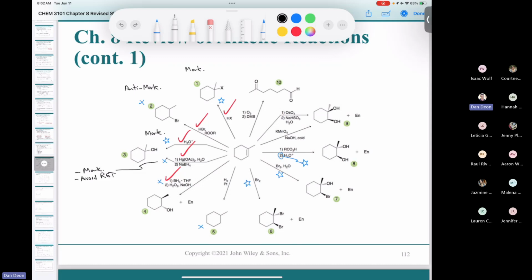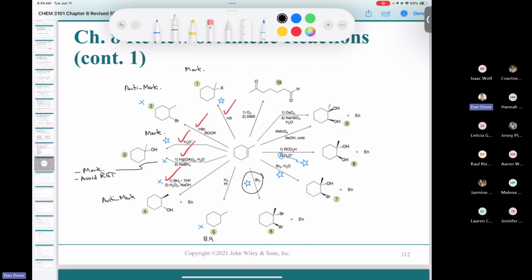The next one is hydroboration oxidation. This proceeds with anti-Markovnikov regioselectivity. The mechanism is covered in detail in the textbook. However, you don't need to know that mechanism. Okay, so where we're going to start today is here. This is going to be section 8.9, which deals with catalytic hydrogenation. So we're going to cover that in detail.